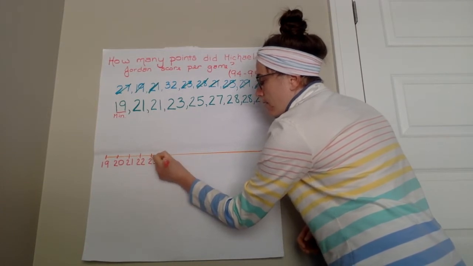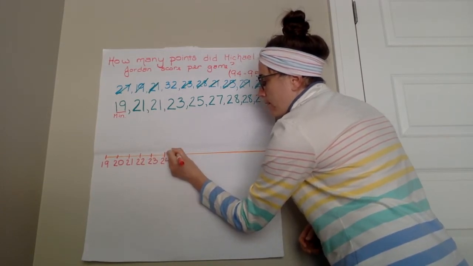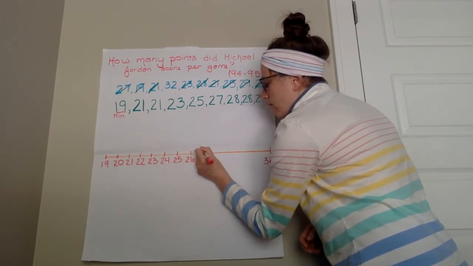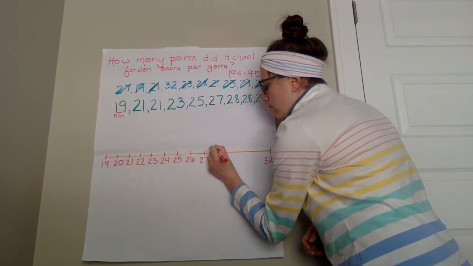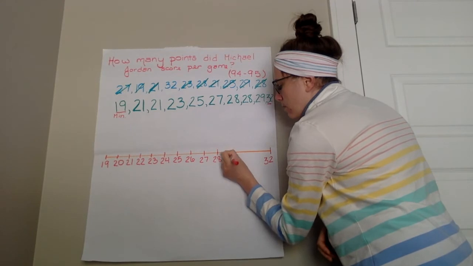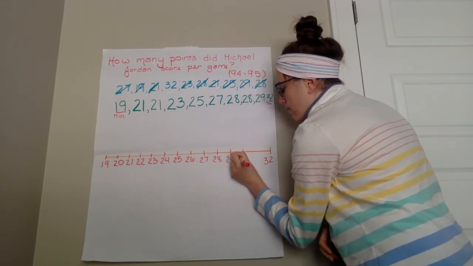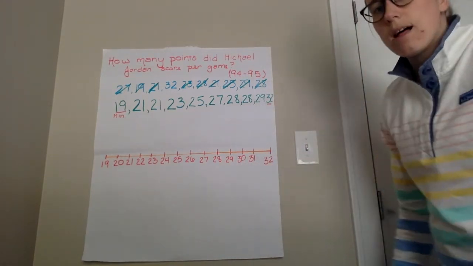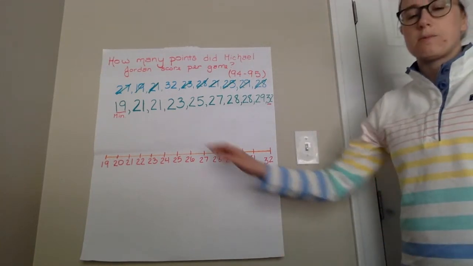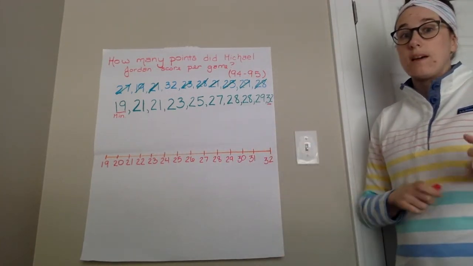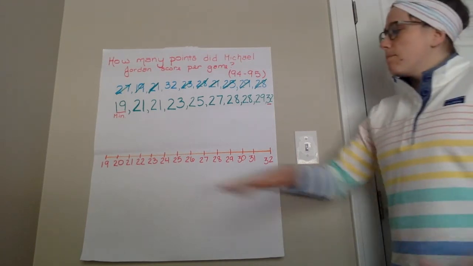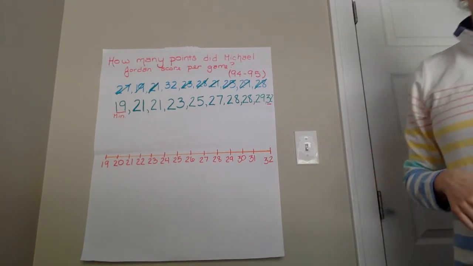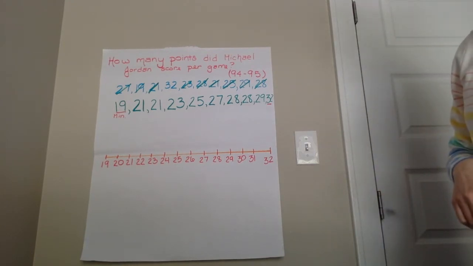23, 24, 25, 26, 27, 28, 29, 30, and 31. Okay? My dot plot now has all of the numbers between 19 and 32 because I've labeled them in that way. Once my dot plot is fully labeled like this, the next thing I'm going to do is start drawing my dots.